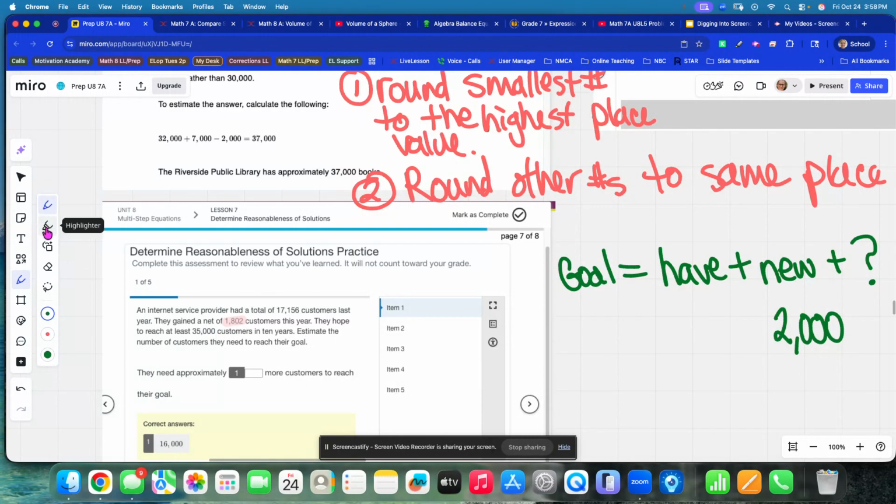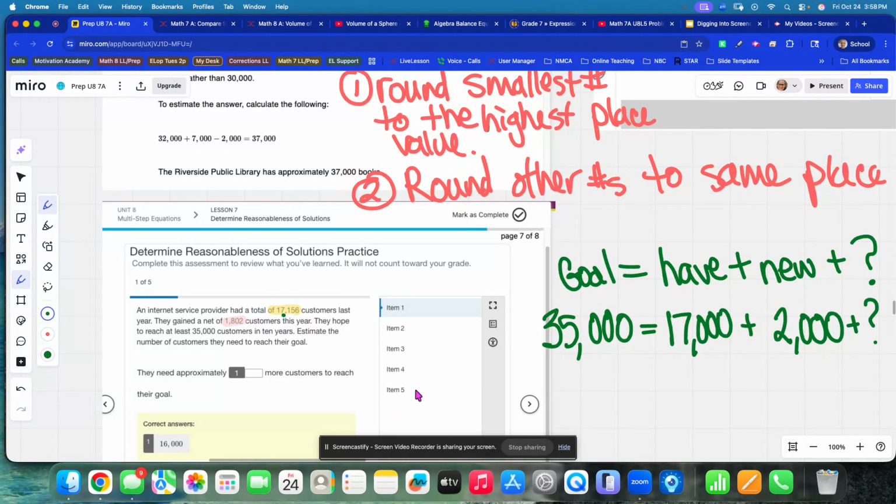Now let's look at our old customers. Okay, that was these guys, 17,156. If we round to the nearest thousand, the 7 is in the thousands place, so the 1 next to it says just let it be at 17,000. Okay, the goal is actually already rounded to the thousands place, so that's nice.